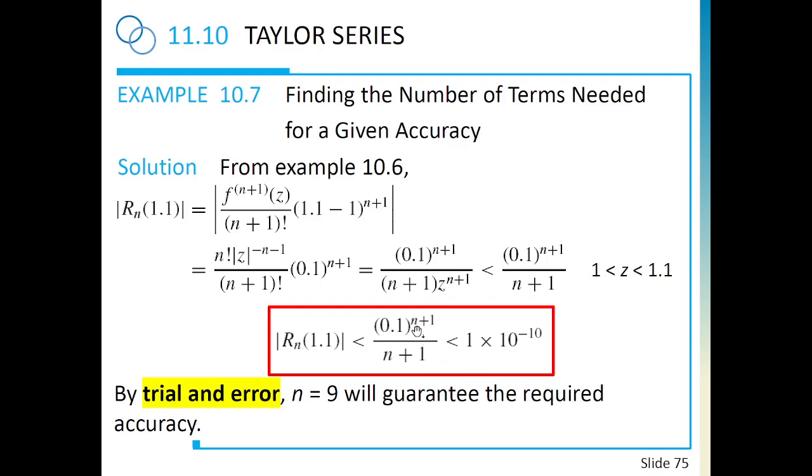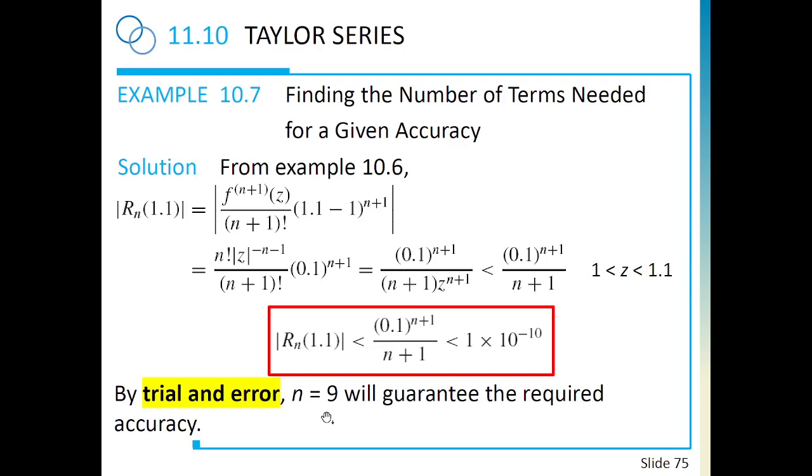We substitute certain values for n. So we try n equal 2, n equal 3, n equal 4, and we go as far as we need, and we stop as soon as this expression is smaller than 10 to the power minus 10. So if I plug in, let's say, n equal 5, I get 0.1 to the power 6 divided by 6. I type this in my calculator and get the answer. Is the answer smaller than 10 to the power minus 10? If it's not, I need to choose a bigger number for n. 6, 7. So here it turns out that if I use n equal 9, then the resulting number will be smaller than 10 to the power minus 10.